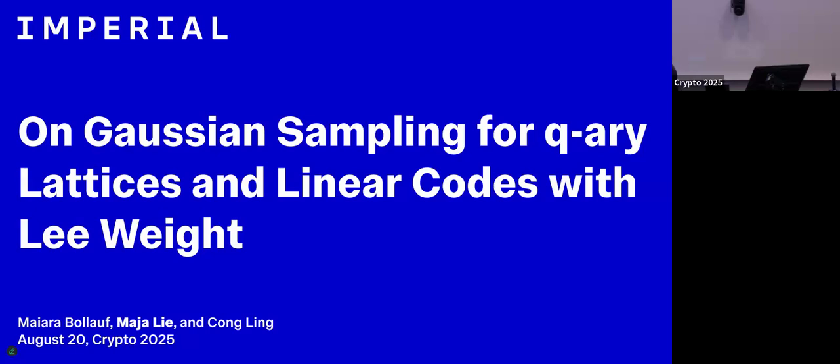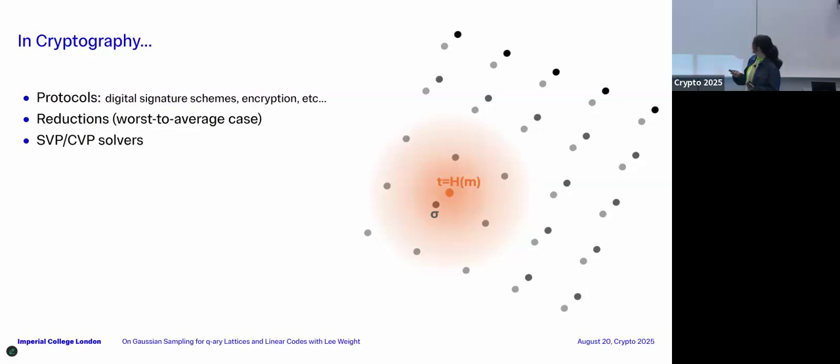Good morning. Thank you for coming to my talk and thank you for the introduction. So I'll be talking about lattice Gaussian sampling and in particular our work to obtain a simple and efficient sampler for certain QRA lattices using techniques from coding theory. This work was done in collaboration with my co-author Mayara from the University of Tartu and my supervisor Tsong from Imperial College London.